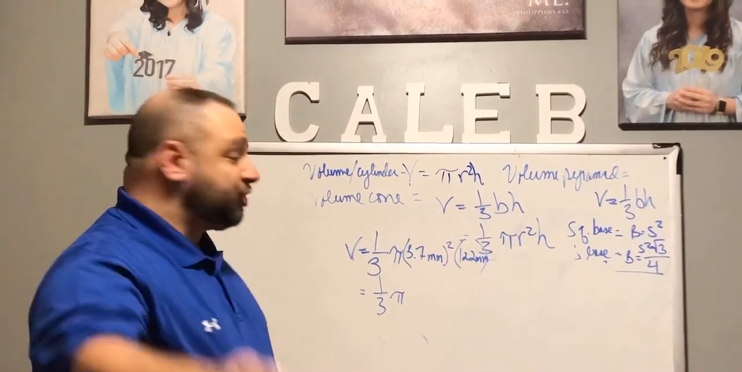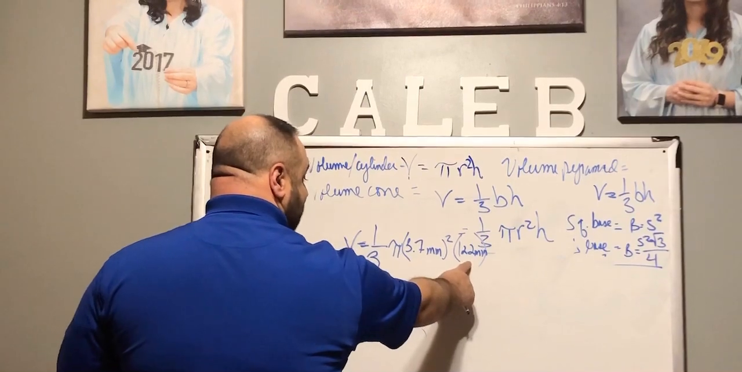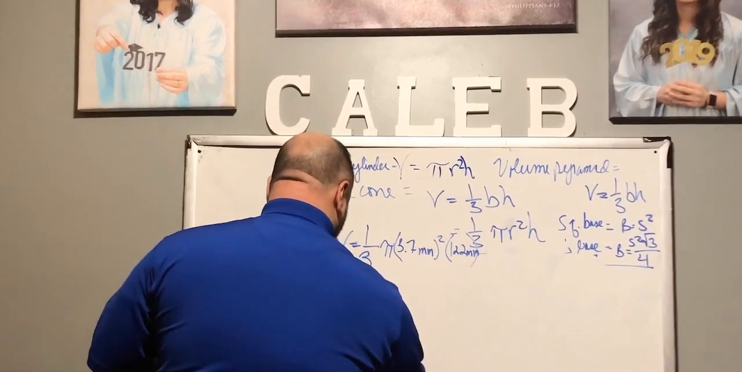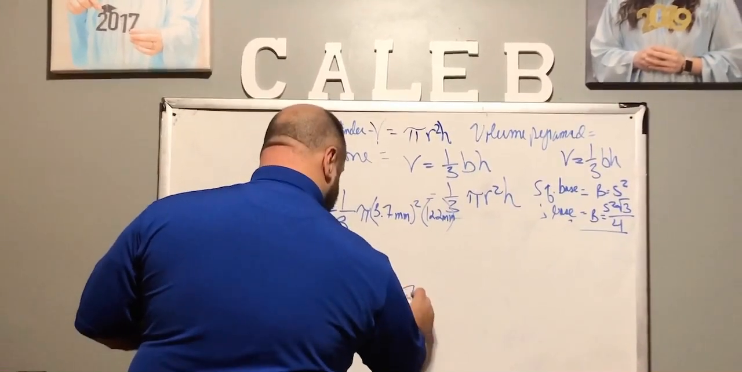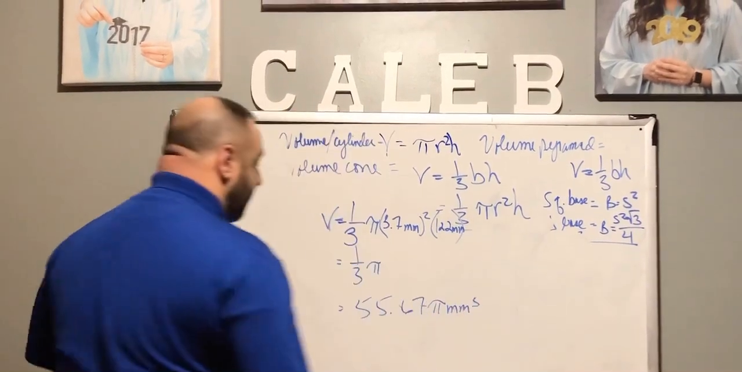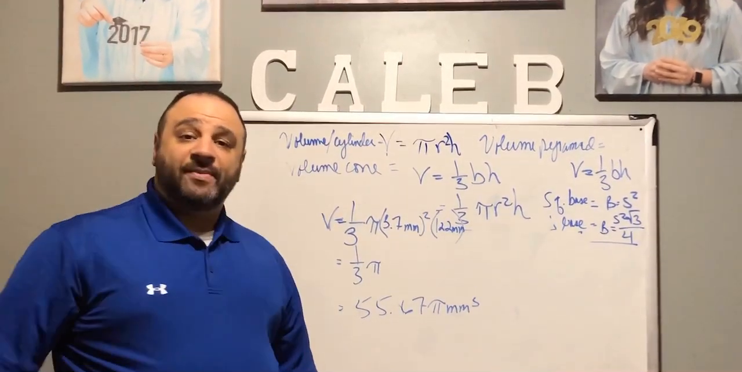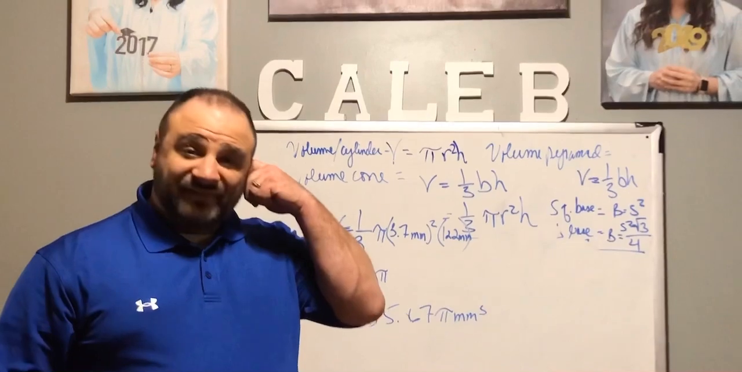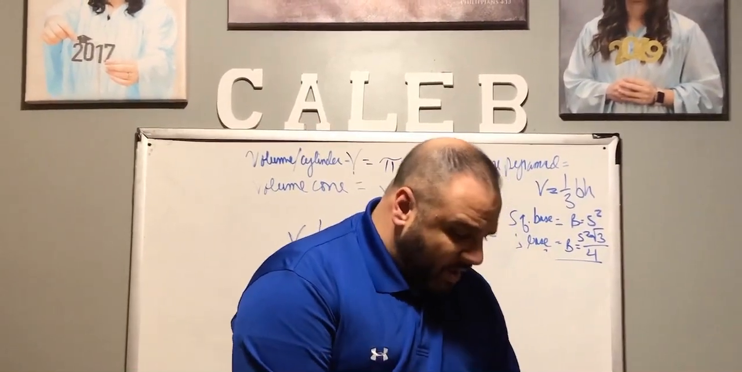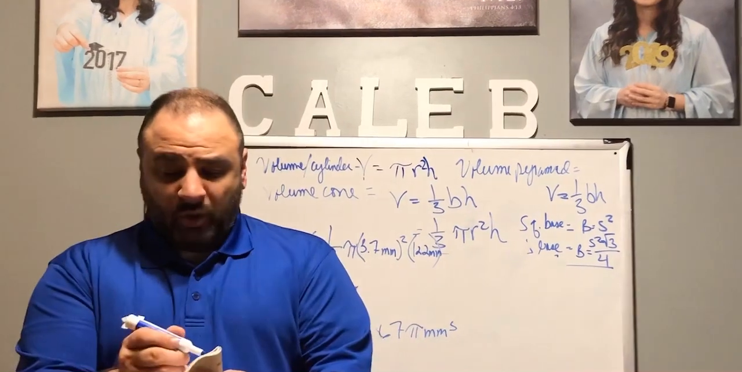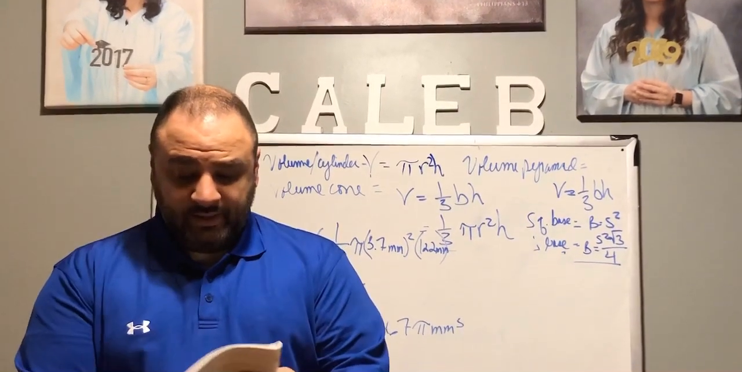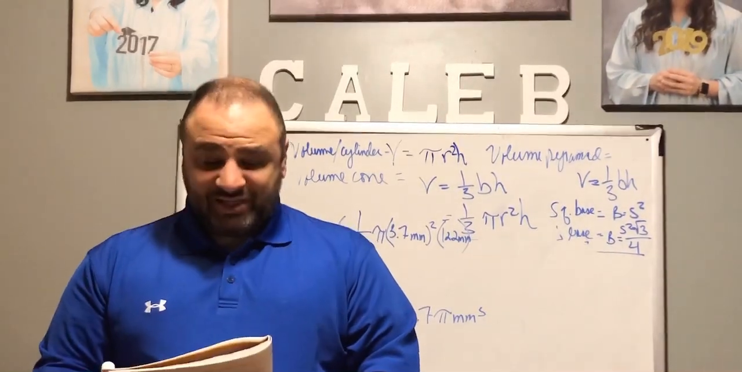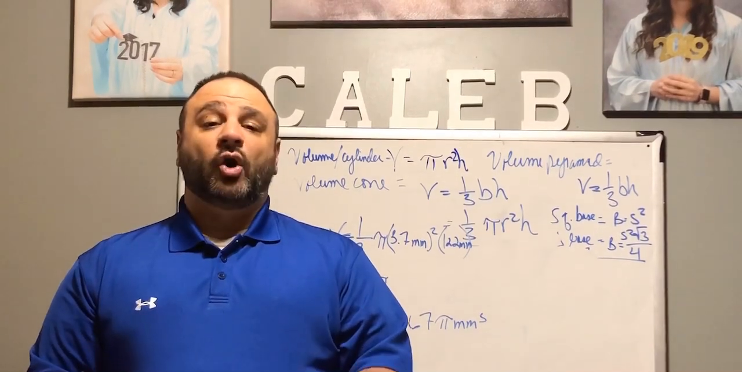Okay, your final answer should be, once we square the 3.7, times that by 12.2, then multiply that by 1/3, 55.67 pi millimeters cubed. If you got that, you did a great job there. It's real basic. It's just a matter of plugging in our numbers and chugging out the answer. Make sure you take your time there. For homework on page number 40, I want you to do 13 and 16.